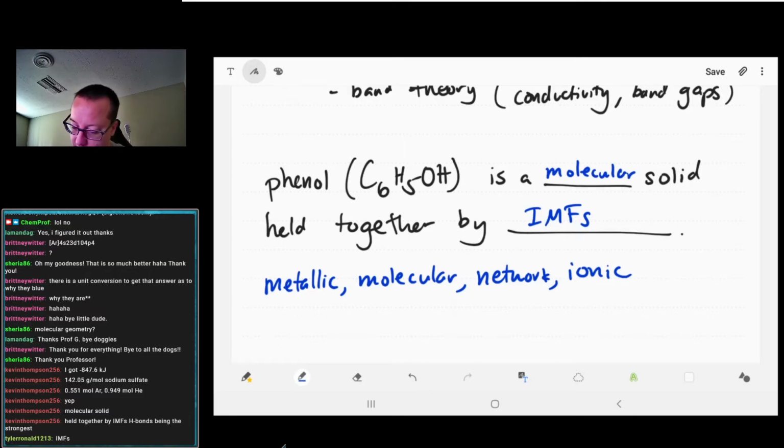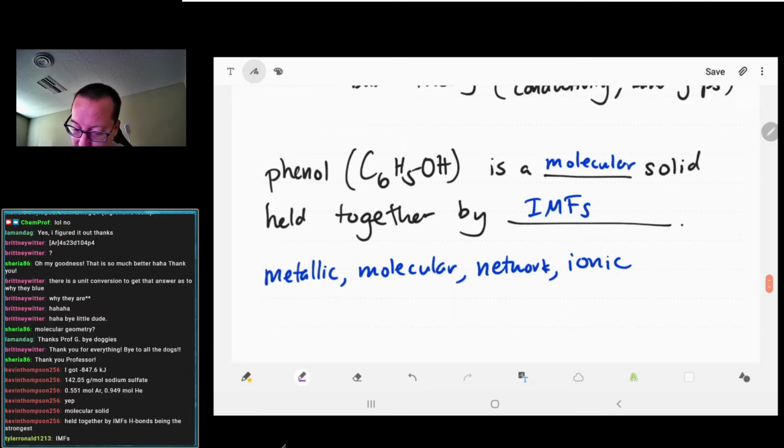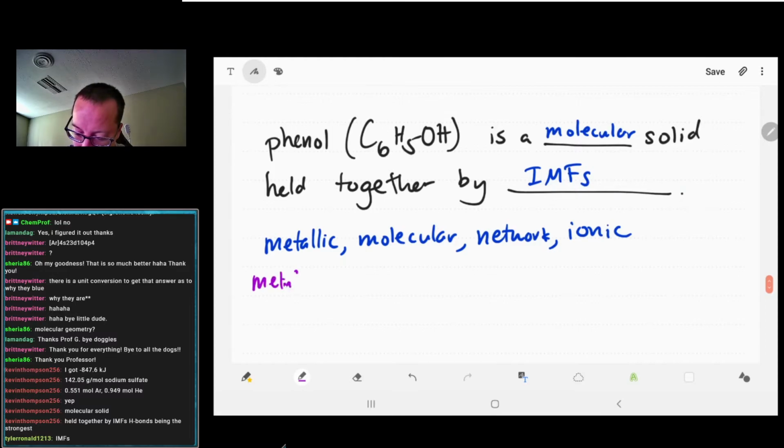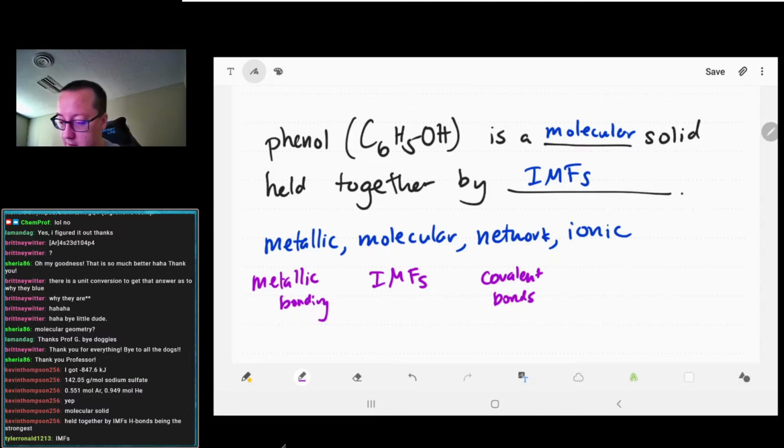Just to recap the forces here: we have metallic bonding, we have IMFs, we have covalent bonds. Your polymers would also be network solids because they are just bonded and bonded forever. And then these would be just electrostatics. So correlate these and hopefully be able to classify something as something else.